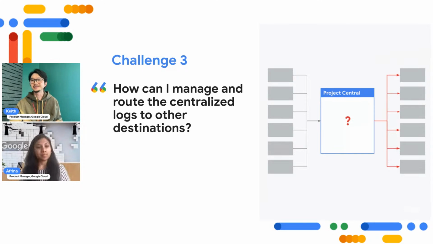So log router is a really powerful and flexible tool. It can easily turn your centralized project into a management hub. You can use it to decide which logs to keep and where to route them to, even to destinations that are outside of Google Cloud. But before we dive into how that works, I think it's very important that we first touch on a recently launched feature, and we call it Project as a Sink Destination.